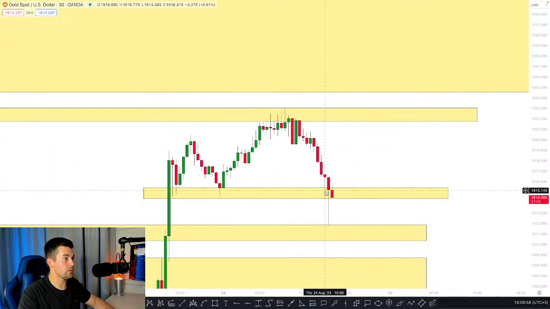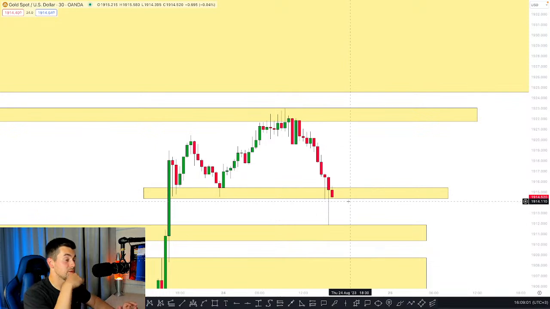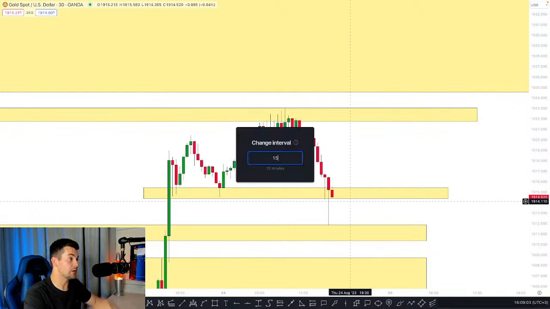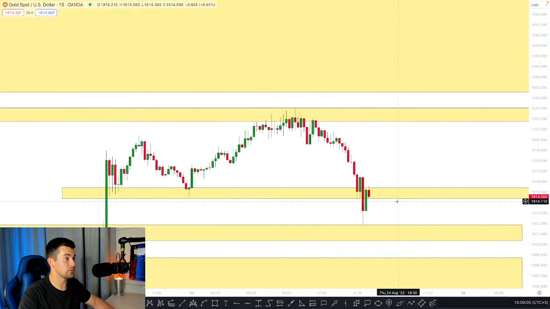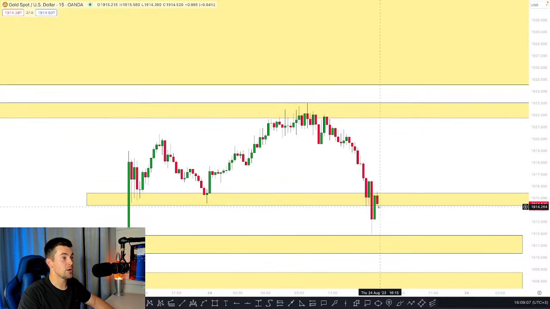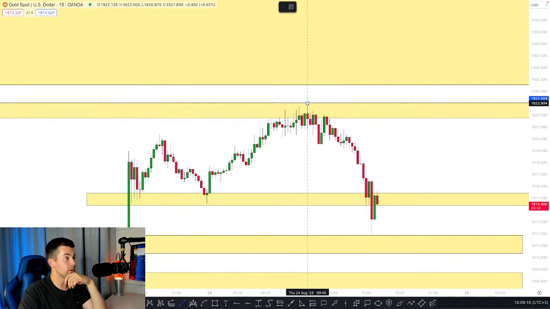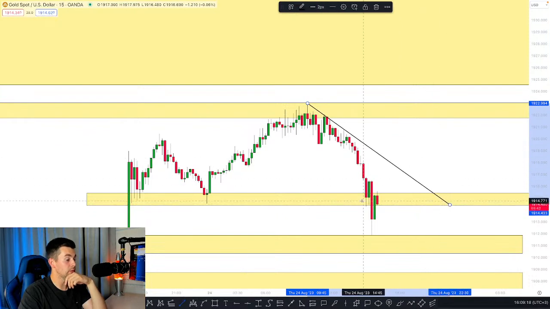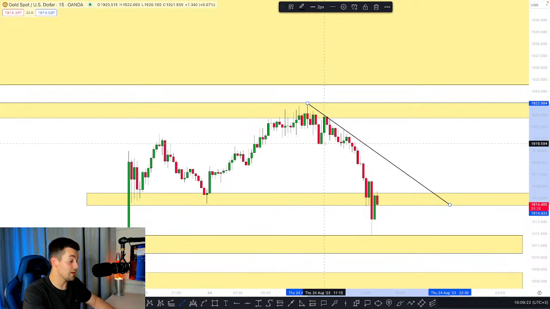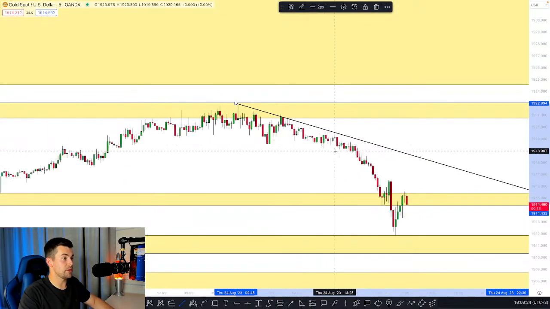On the 30 minutes time frame, we can see in detail that rejection. Now let's open the 15 minutes. On the 15 minutes time frame, we even managed to close below that structure. Yes, we got the confirmed violation. What else do we have right here? We also have the trend line here and nothing else for now.